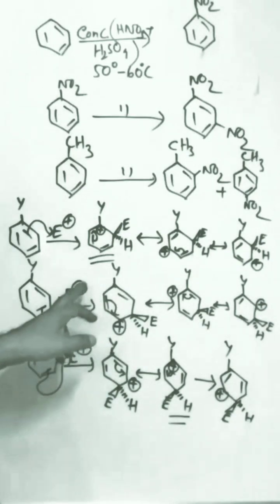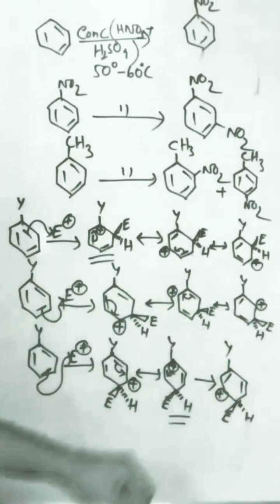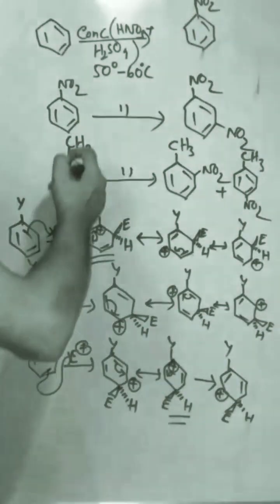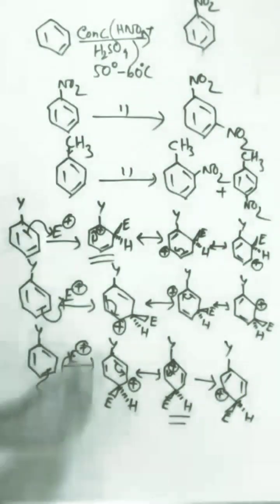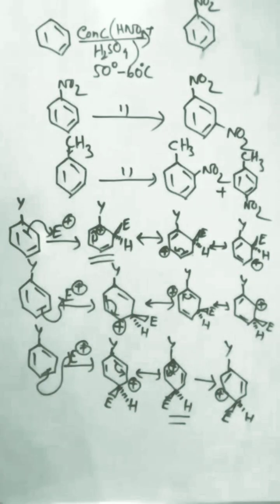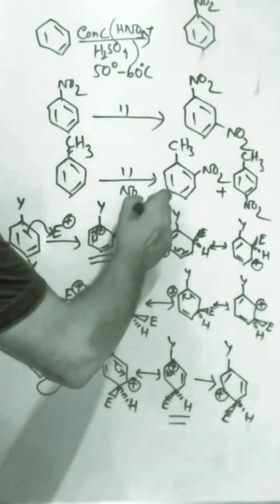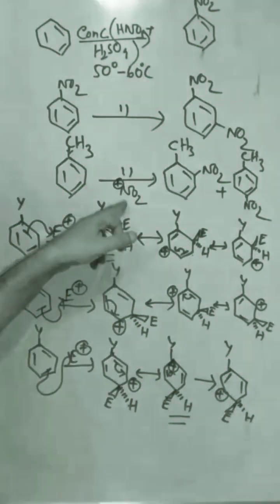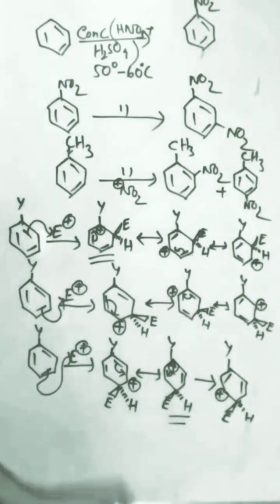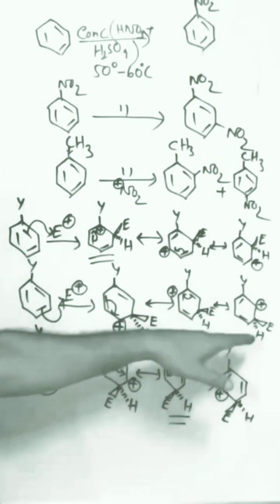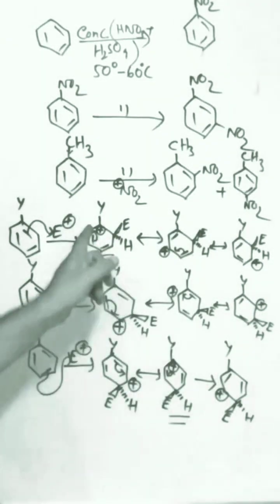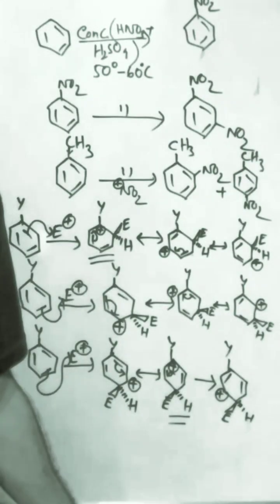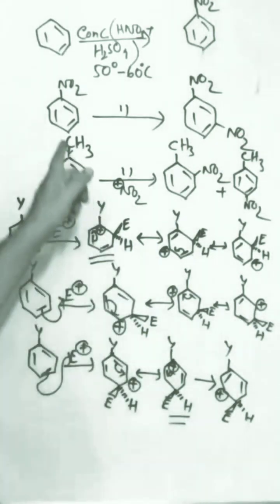In meta position no such stabilizing factor is present. That's why, if Y has plus I inductive effect, that means in case of toluene, the CH3 group has plus I inductive effect, we know. So in presence of CH3, the incoming electrophile, that is here NO2 plus, which is formed by the reaction of concentrated nitric acid and sulfuric acid at a temperature of 50 to 60 degrees centigrade, comes in ortho and para position, because in meta position no such extra stability is achieved. But in ortho and para positions, two particular resonating structures are formed where it is getting some stability by the plus I inductive effect of the substituent CH3.